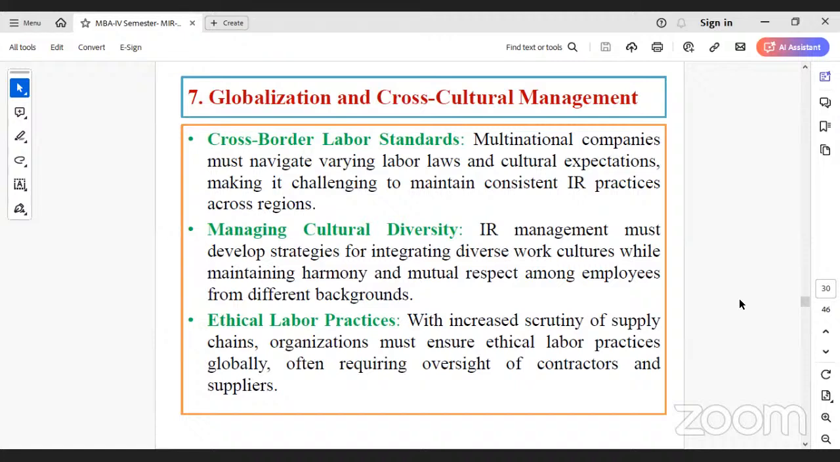And ethical labor practices. With increased scrutiny of supply chains, organizations must ensure ethical labor practices globally, often requiring oversight of contractors and suppliers. So the company has to pay certain things with respect to the particular product. So they have to maintain some ethics and standards for a certain stage. After that, the company will look to some other.